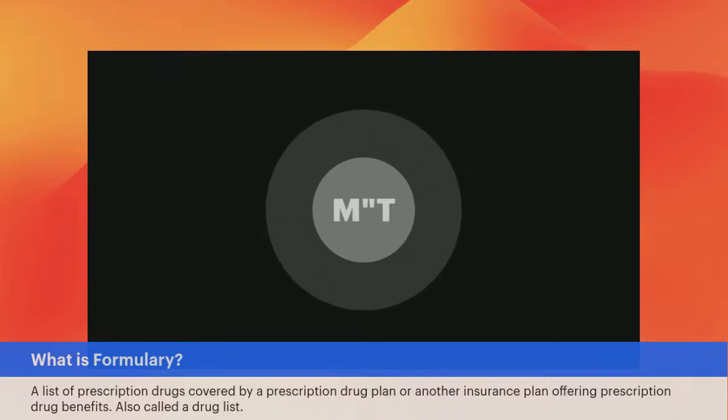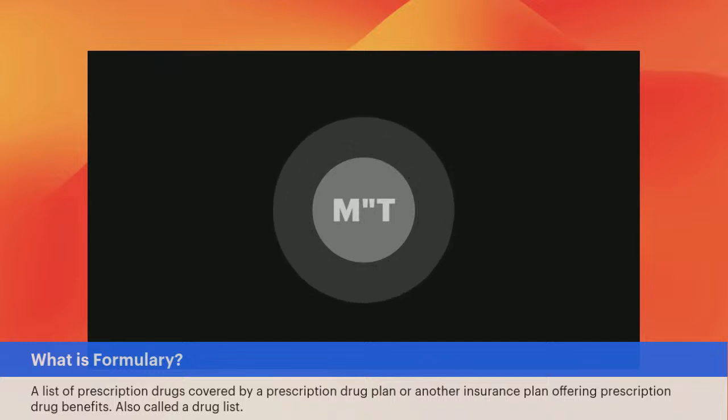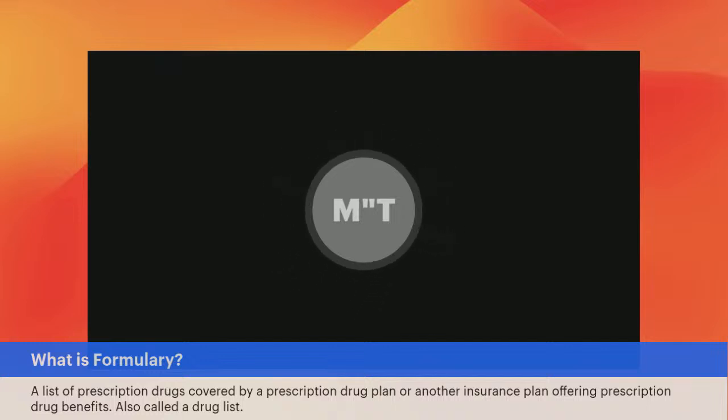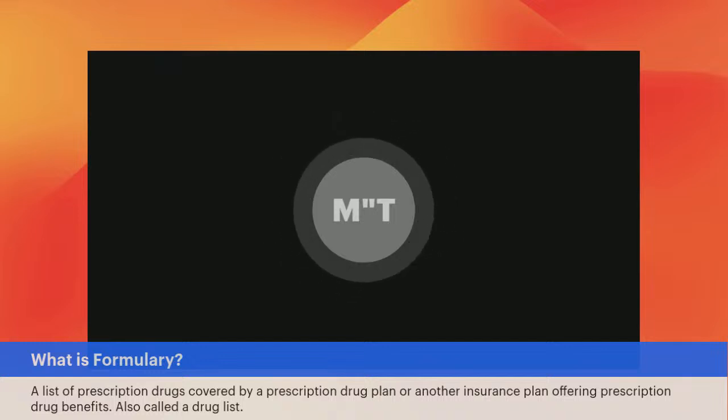So let's talk about this in layman's terms. What does formulary really mean? I will use myself for an example. My medication is for hypertension. Is it formulary or is it non-formulary? Well, it's a regular formulary generic, okay?